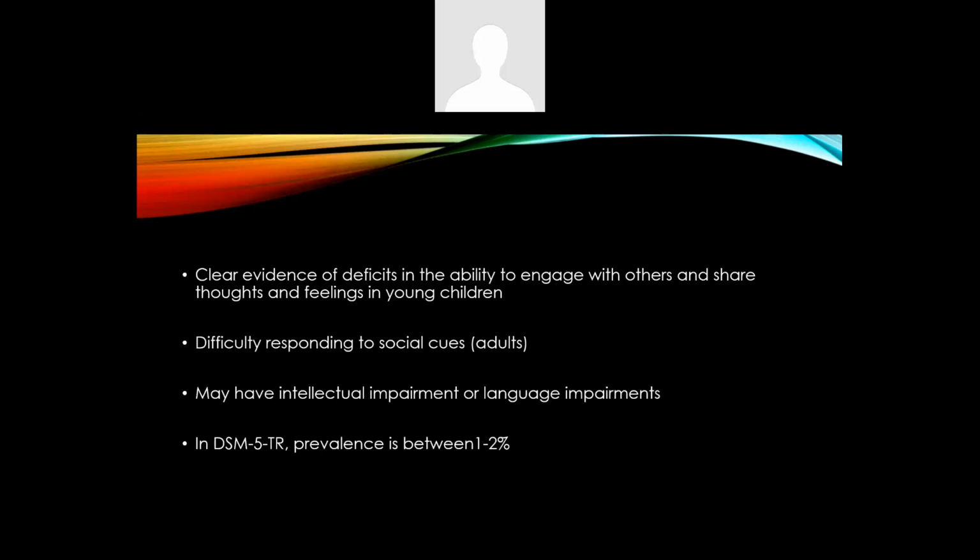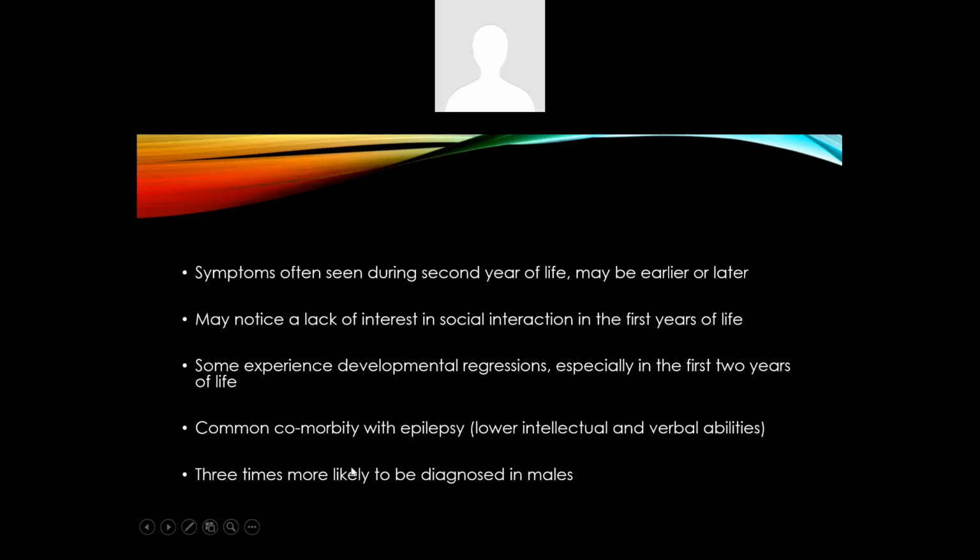So in our DSM-5-TR categories and criteria, our prevalence is between 1% and 2%. Symptoms are often seen during the second year of life. It could be a little earlier or a little bit later. And you might notice a lack of interest in social interaction in those first couple of years. As opposed to a normally developing child who might be seeking out attention, there may be just that lack of engagement that you would expect.